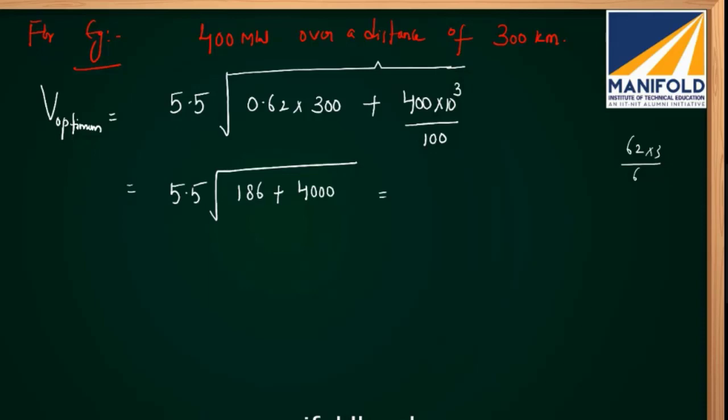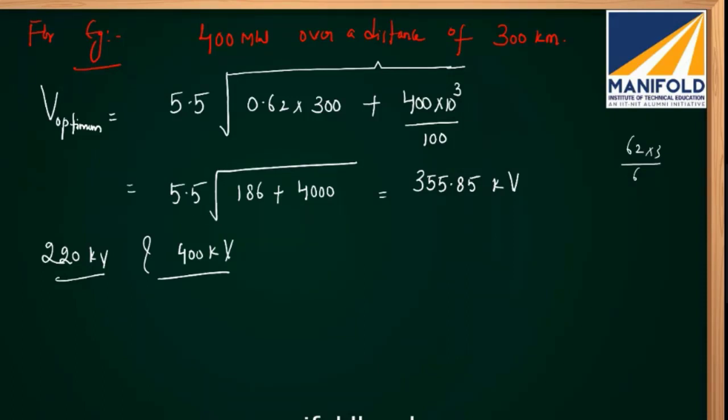So suppose you are given two choices. That means you have a 220 kV line. The next choice is 400 kV line. Okay. So now this value falls in this bracket because the insulators, transmission towers, conductors are already pre-designed for these voltages, 220 kV and 400 kV.